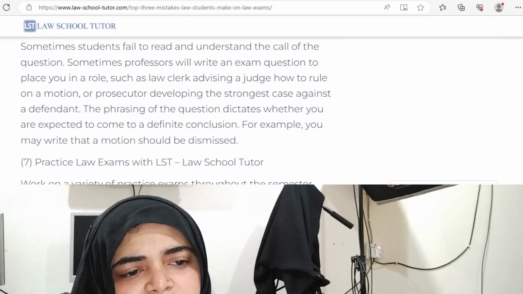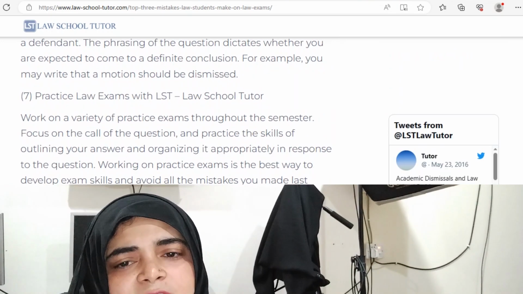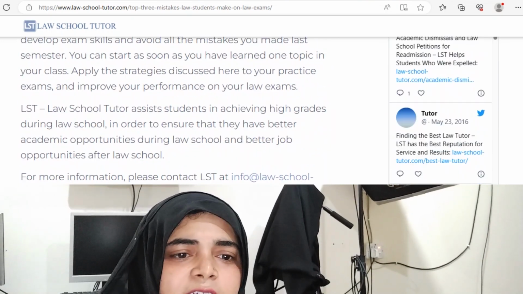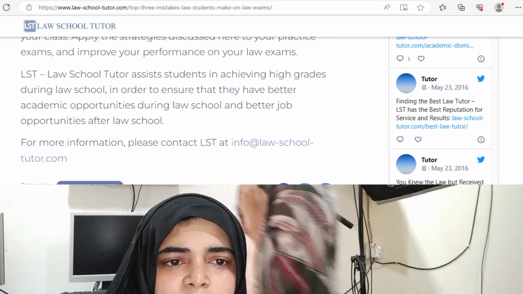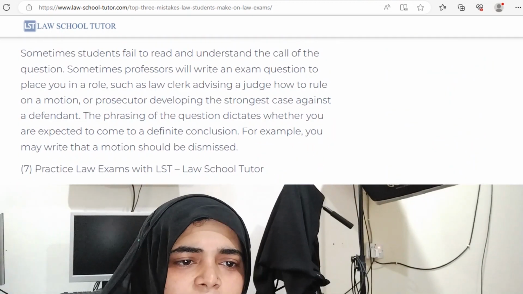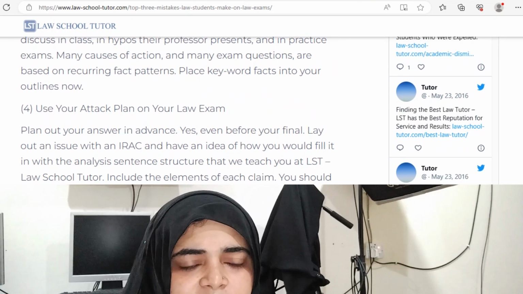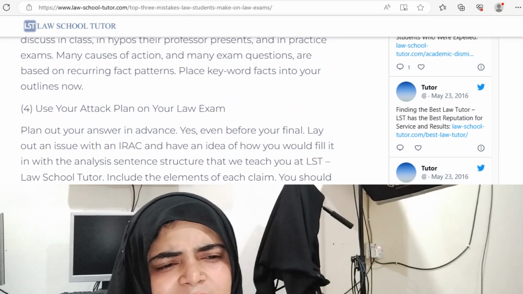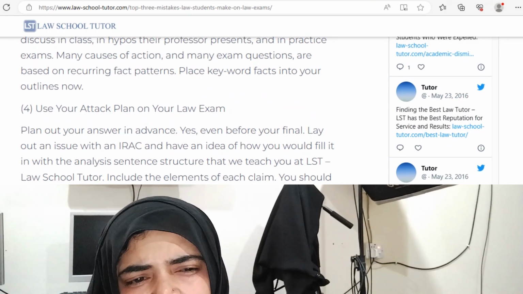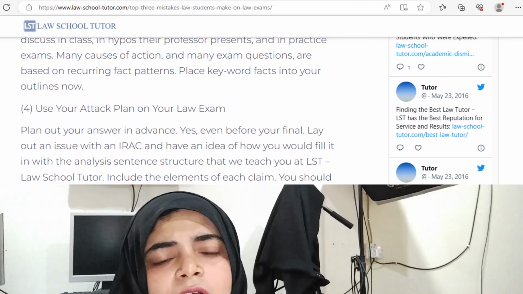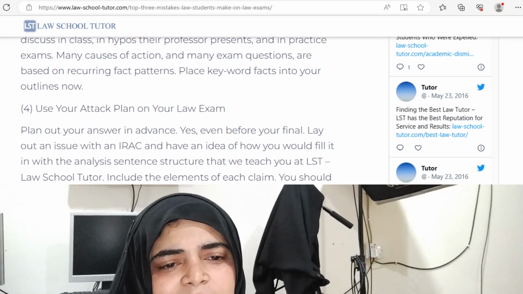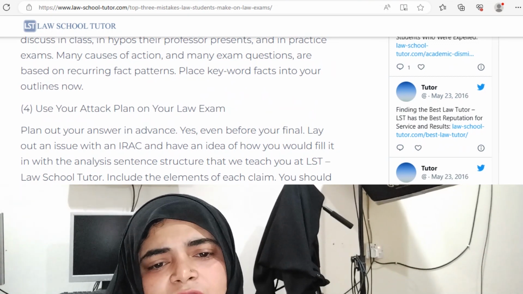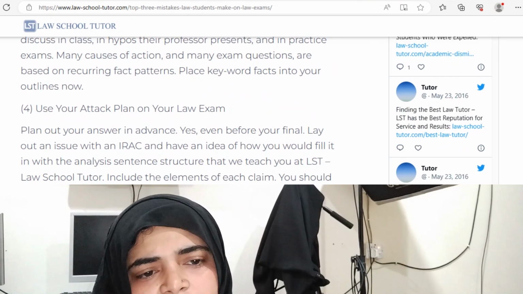You can demonstrate and build that ability by doing much more practice. If you use the many materials available, you can plan out your answer in advance, even before you begin writing, outline with an IRAC, and have an idea of how you should fill in the analysis sentence structure that would teach your LST law school tutor.